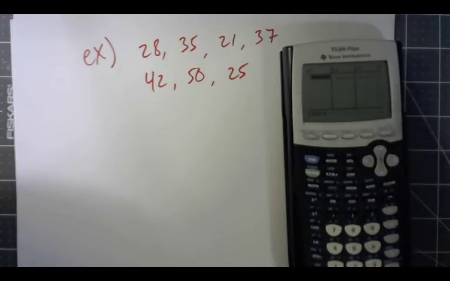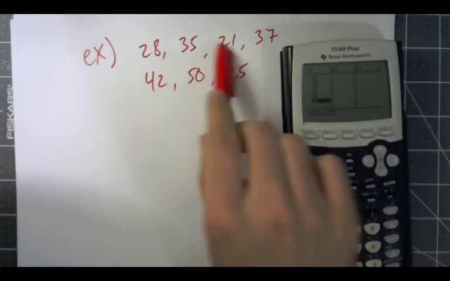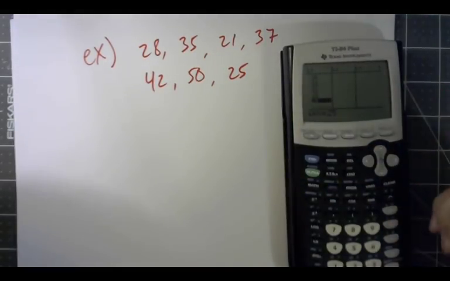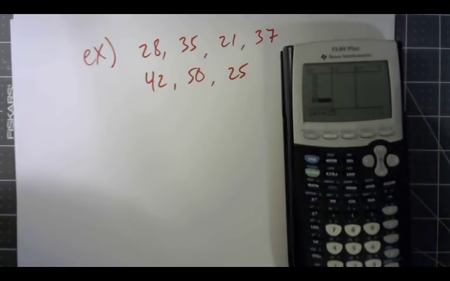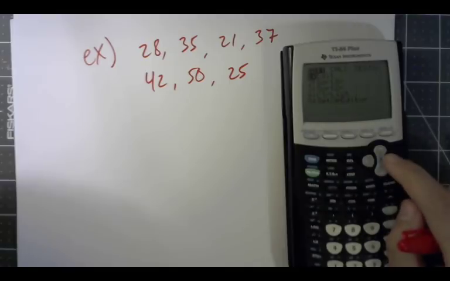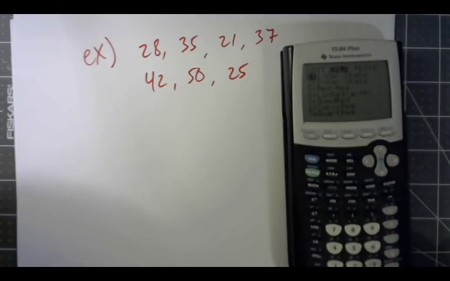So once we have L1 clear, we're going to put each of these in: 28, 35, 21, 37, 42, 50, and 25. So we have 7 numbers. Make sure we have them all in. The worst way to lose points would be to not put them in correctly. So make sure you do that right. Once we go there, we press Stat again, go to Calc, and we want the first one, 1-Var Stats. And we run it, and we get a couple things.